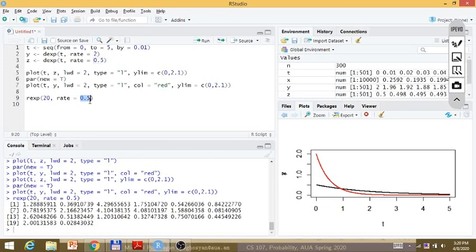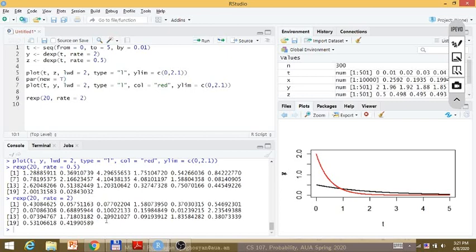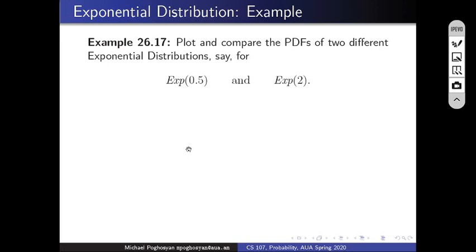But what if I change the rate to 2 and run this? You can see that I have just one number larger than 2, and most of them are close to 0. So this is giving the density of probabilities: which intervals are more probable to have values of x and which are less probable. Okay, let's go back to our lecture.